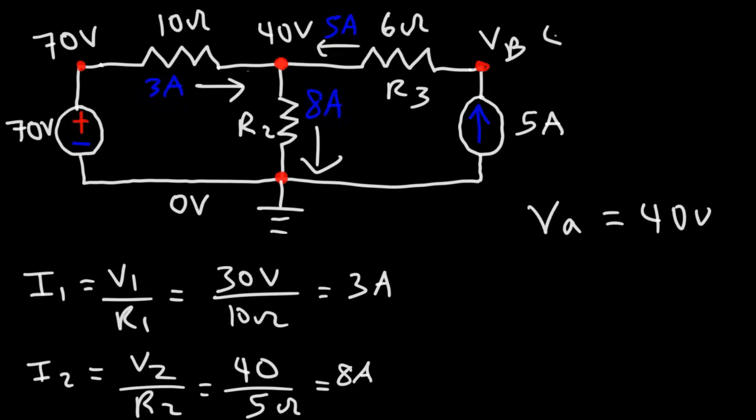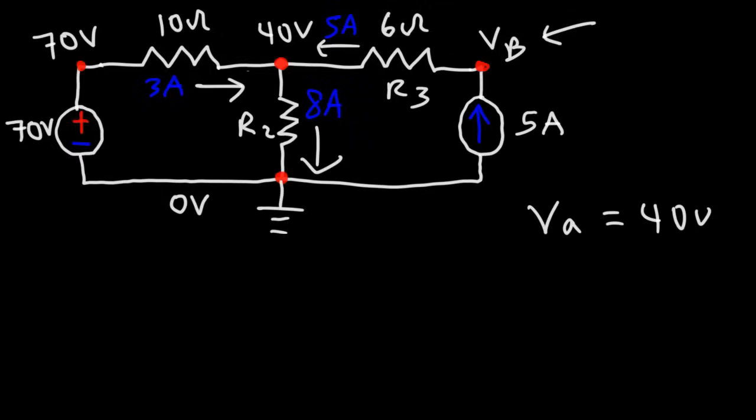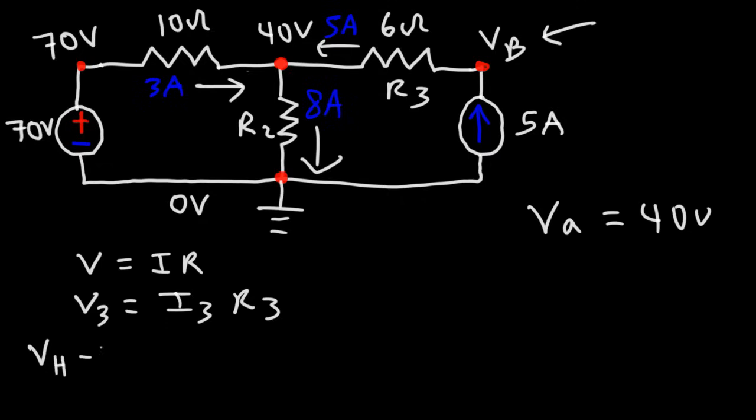Now, how can we determine VB? What is the electric potential at point B? Well, let's go back to Ohm's law. We know that voltage is equal to current times resistance. So we could say that V3 is equal to I3 times R3. So what is V3? Remember, voltage is the difference in the electric potential of 2 points. It's always going to be the high voltage minus the low voltage.